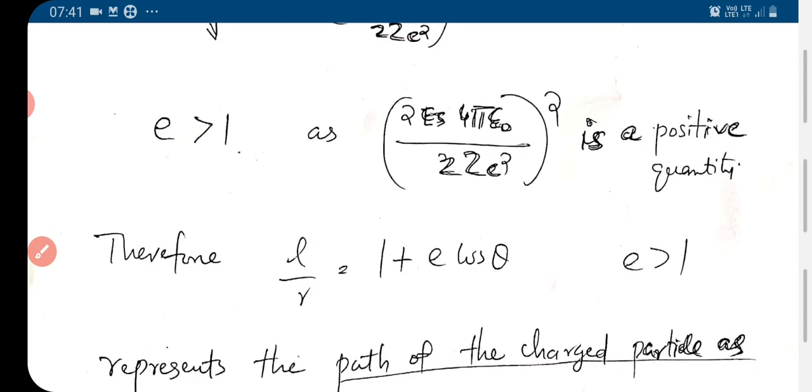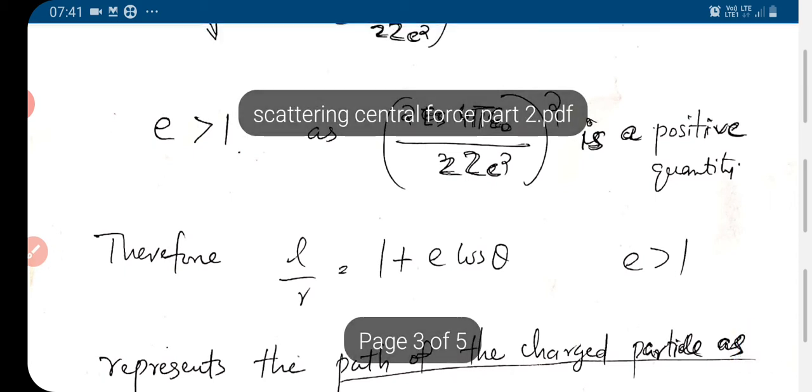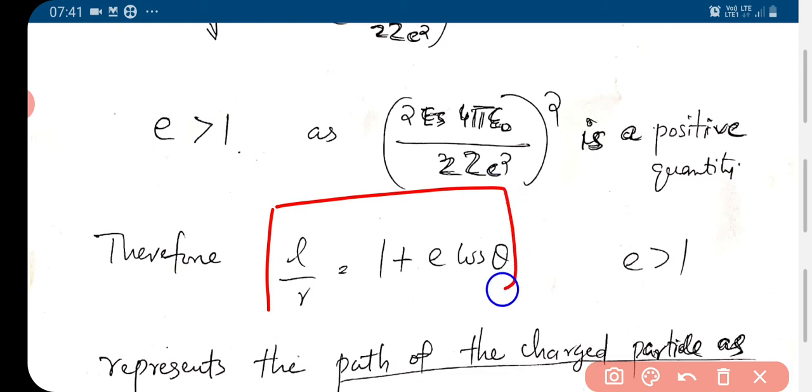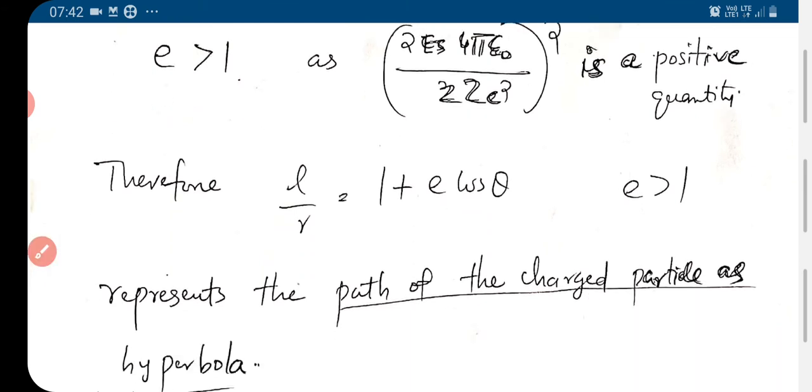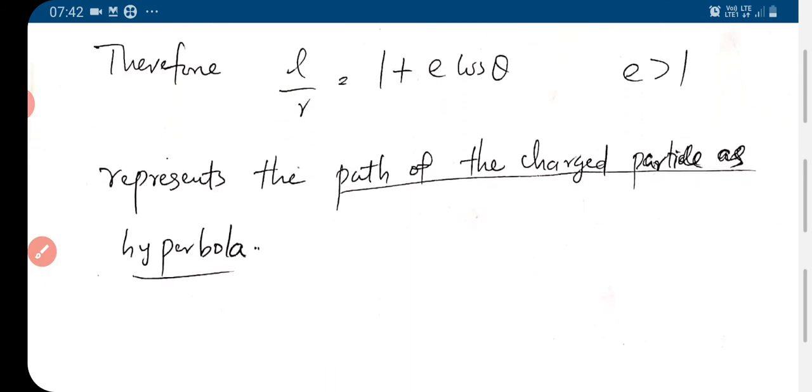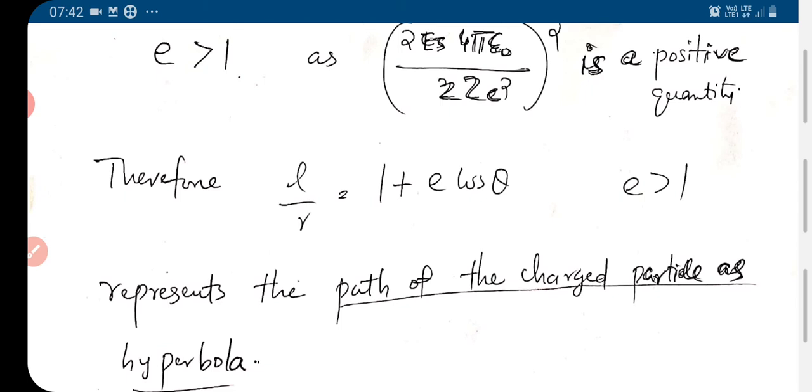Also, L by r, you know, this is the equation for the conic section. Here, since e is greater than 1, what that means is the path taken by the particle will be a hyperbola. The path of the charged particle will be a hyperbola because the eccentricity is greater than 1. And we had seen for e less than 1 in the case of planetary motion, there we have an elliptical path.